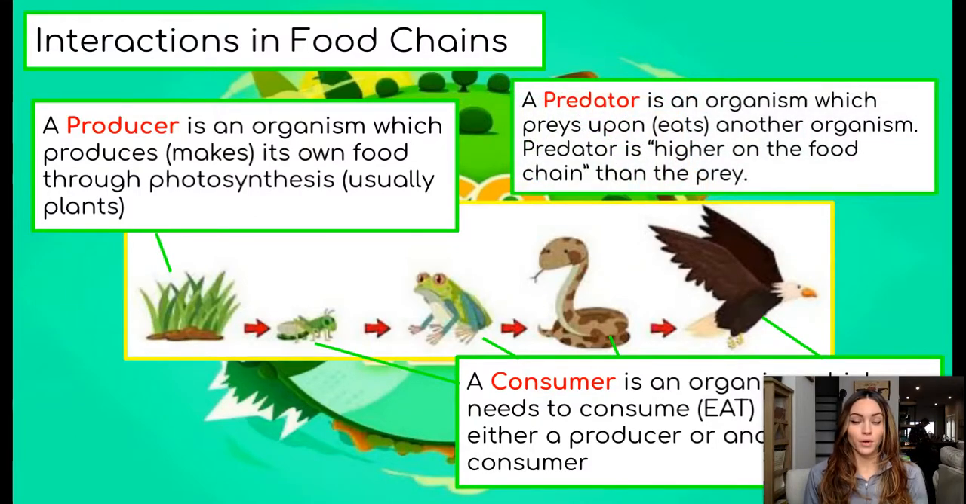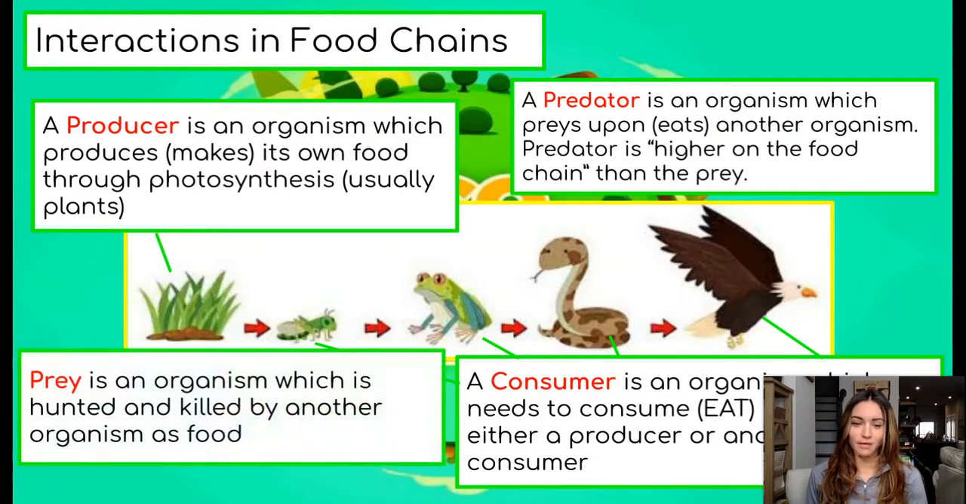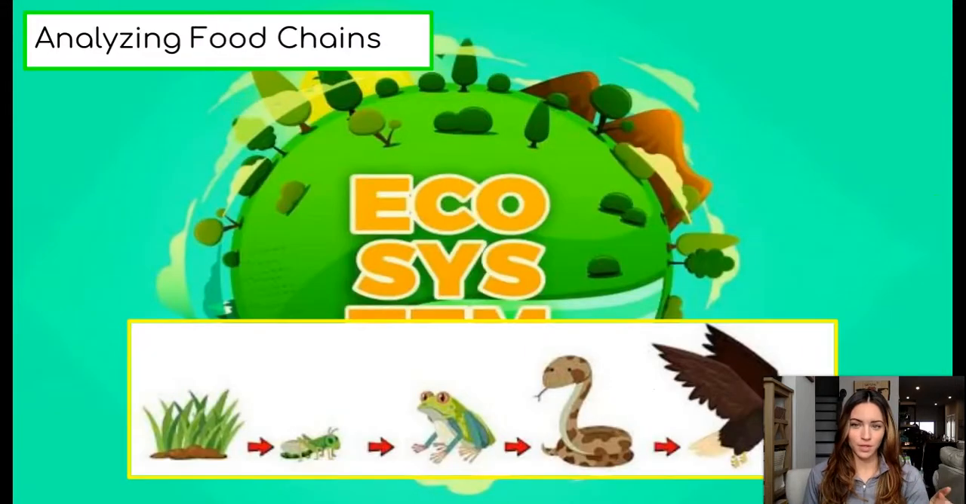Next, we have another important vocabulary term, which is predator. You may have heard this word before. A predator is just an organism which preys upon or eats other organisms. Predators, we'll see, are higher up on the food chain than the prey that they eat. Finally, we have the prey, which is that organism which is hunted, killed, and eaten by another organism as food. We'll go ahead and look at how to actually analyze what's happening in a food chain.